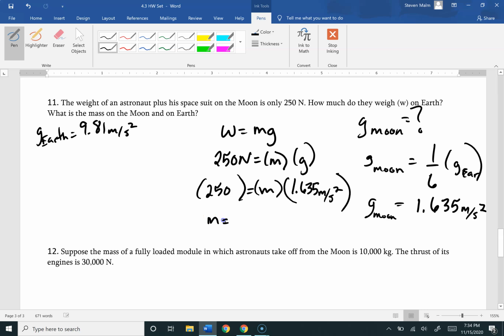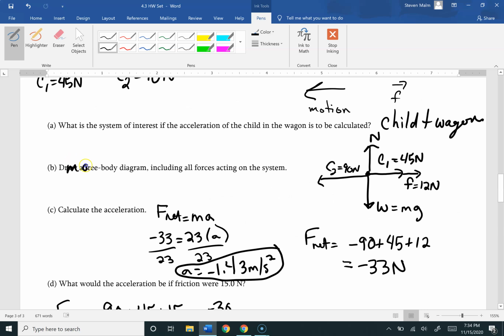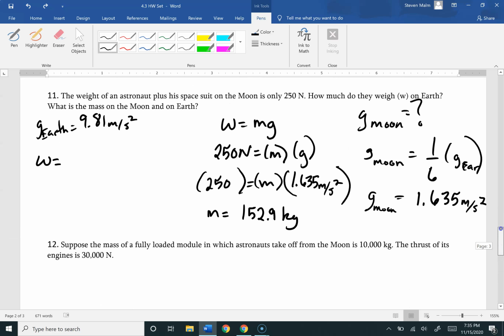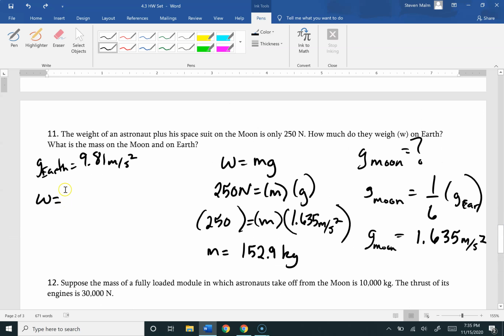All right, so then I calculated the mass to be 152.9 kilograms based on this information. From there, I'm going to take that mass and plug it into the weight vector equals mass times what? I apologize. I don't know why I did that. We're going to do weight equals mass times gravity, this time on the Earth, because we're trying to figure out what the weight on the Earth is.